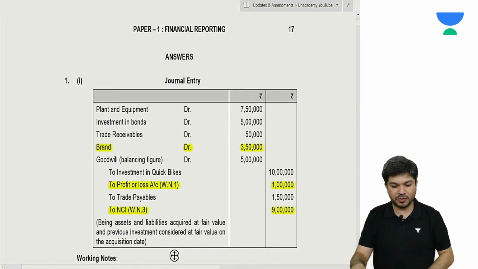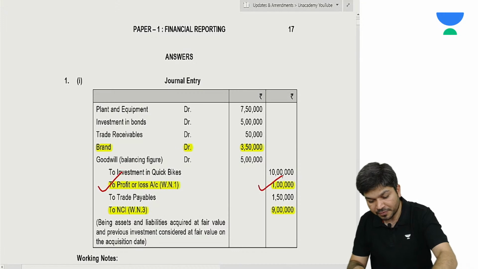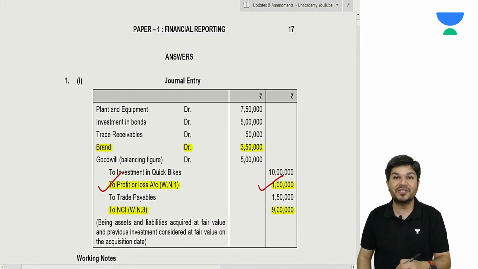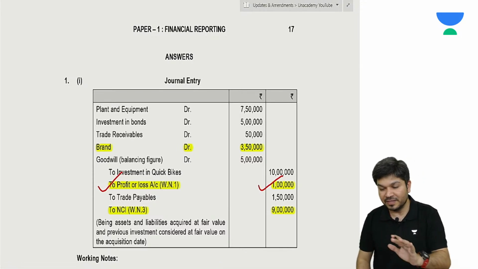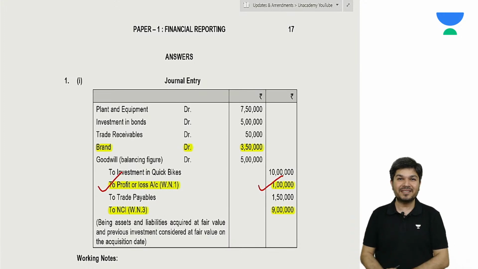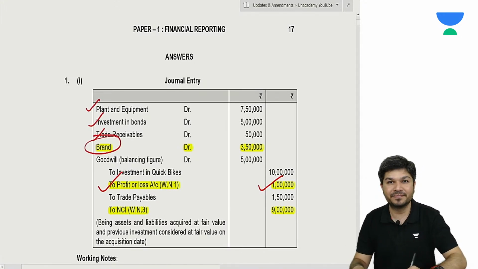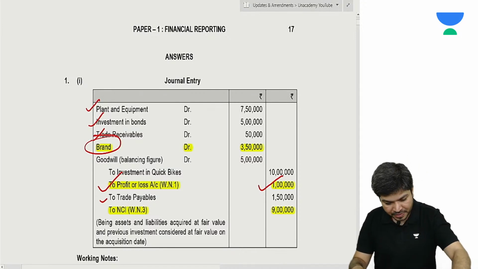Okay, if I just go to the solution, this 1 lakh rupee which we have credited to P&L is nothing but investments going up. Remeasurement of earlier investments. Okay? This is remeasurement of earlier investments. Now, we pass the entry for acquisition. There all assets are coming, including this brand. Including the brand, the assets are coming up at fair value.